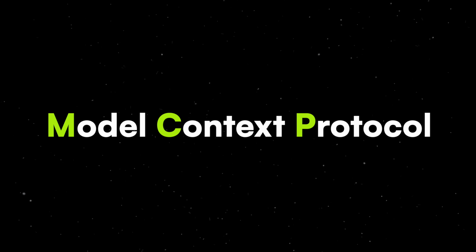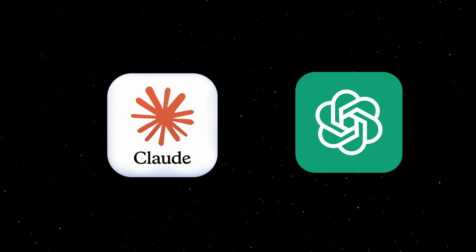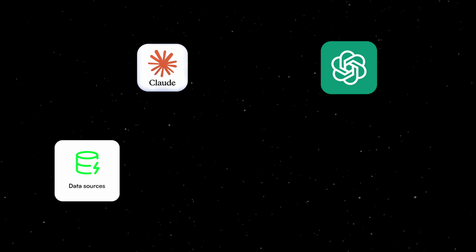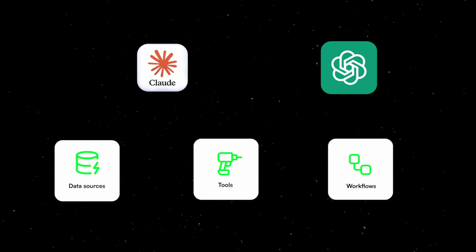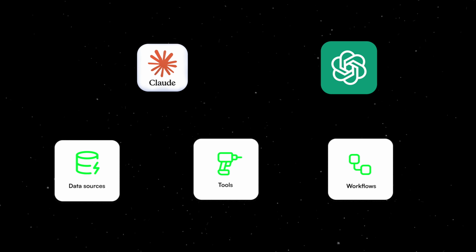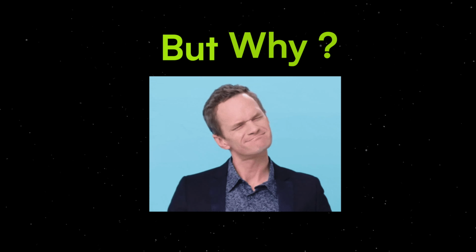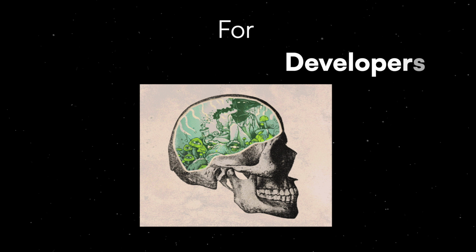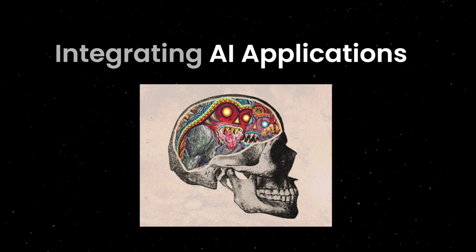Let's start by understanding what MCP is. MCP is Model Context Protocol, an open source standard for connecting AI applications to external systems. Using MCP, AI applications like Claude or ChatGPT can connect to data sources, tools, and workflows, enabling them to access key information and perform tasks. Think of MCP like a USB-C port for AI applications. Why does MCP matter? For developers, MCP reduces development time and complexity when building and integrating with AI applications.